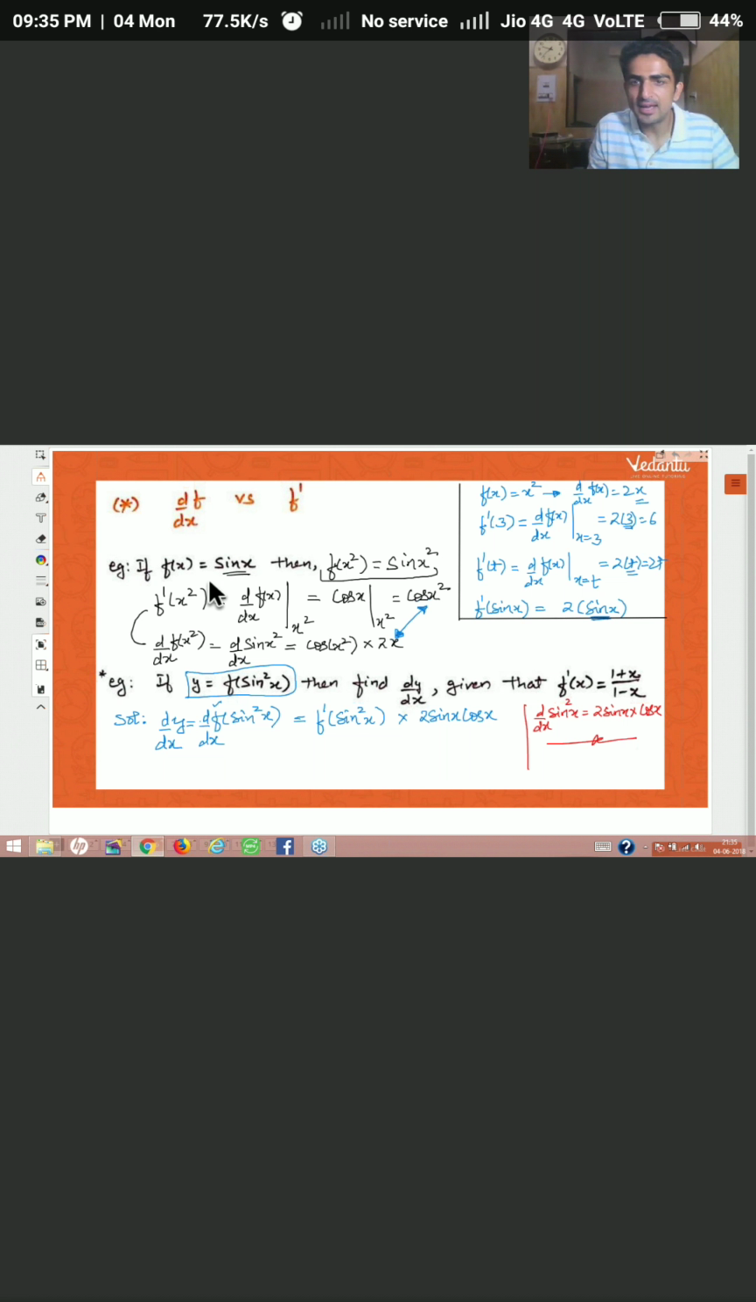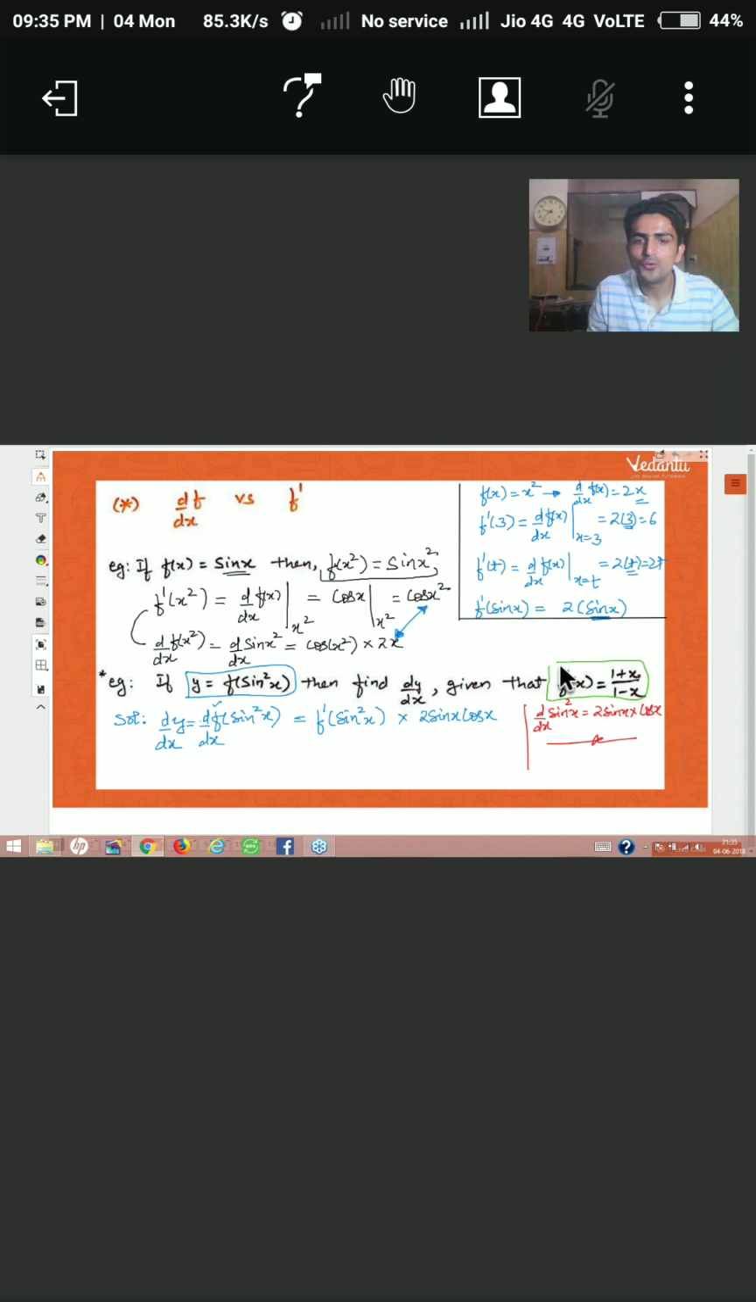Now guys, if f dash x is this, what will be f dash sine square x? You will keep sine square x in place of x. Just look here. What is f dash sine x? You just keep sine x in place of x. So it will be 1 plus sine square x upon 1 minus sine square x, into 2 sine x cos x. And this is your answer.